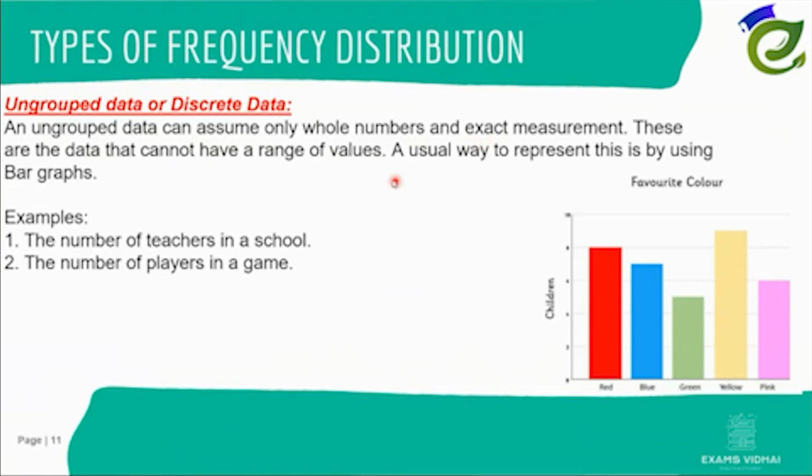These are the data that cannot have a range of values. A usual way of representing this is bar graphs. Example, number of teachers in a school and the number of players in a game. So this is the pictorial representation which is called the bar graph. As you can see in this example, there are 8 students who like the color red. There are 6 students who like the color green, and so on. It is a whole number.